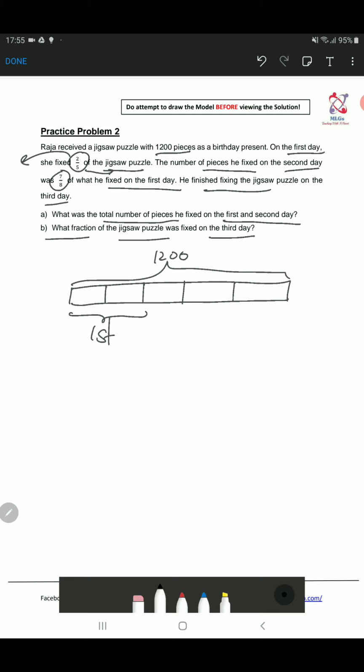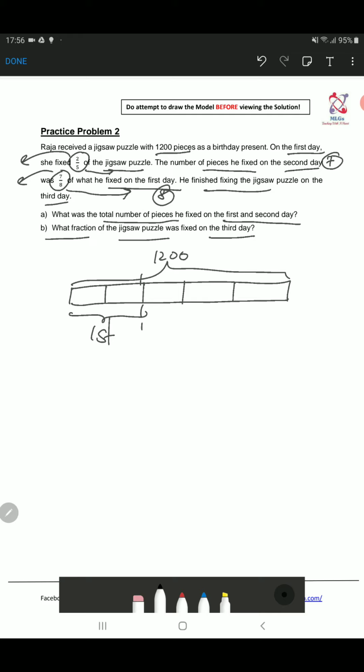And the number of pieces he fixed on the second day was 7 over 8 of what he fixed on the first day. So this fraction looks a bit different because the fraction refers to 2 different days. So the numerator points to the second day and the denominator points to the first day. So the pieces he fixed on the second day was 7, which means that the second day has 7 and the first day will be 8 boxes, right?